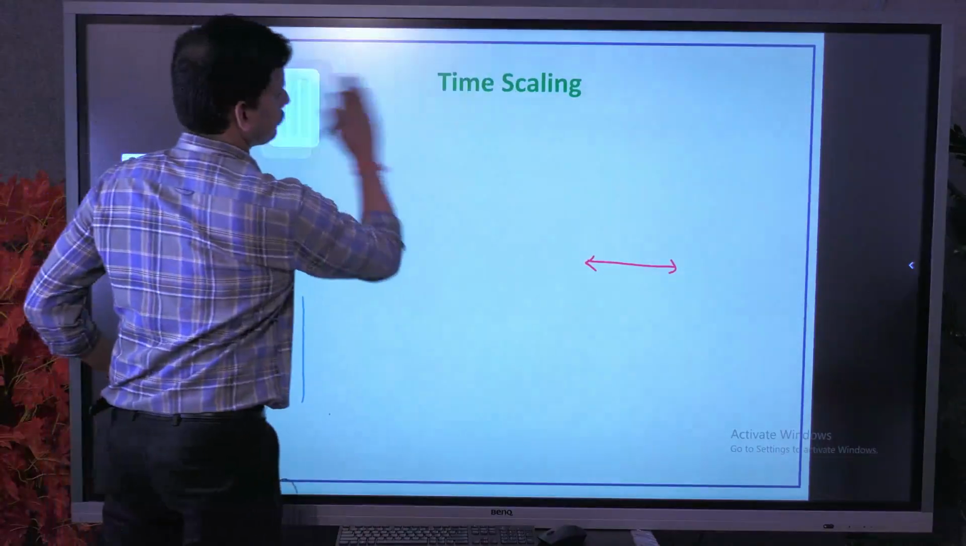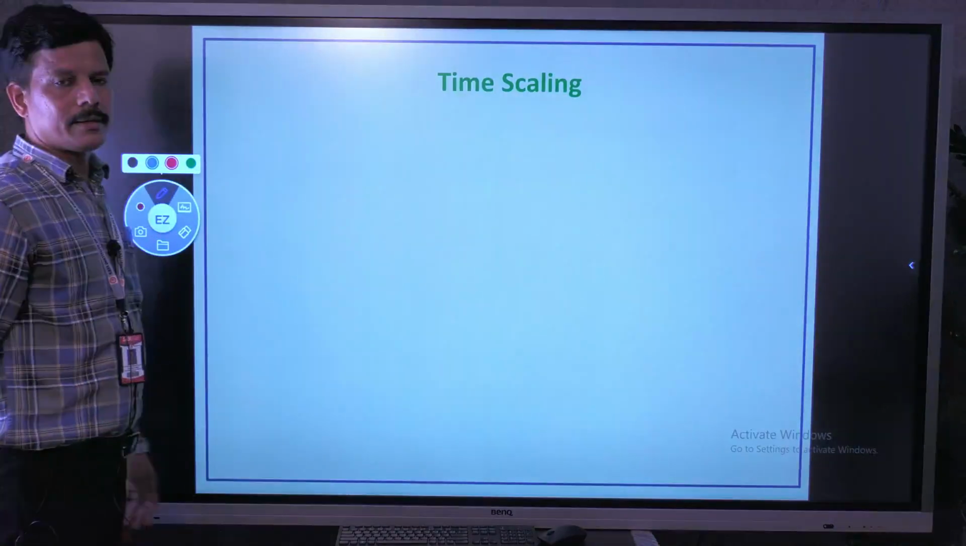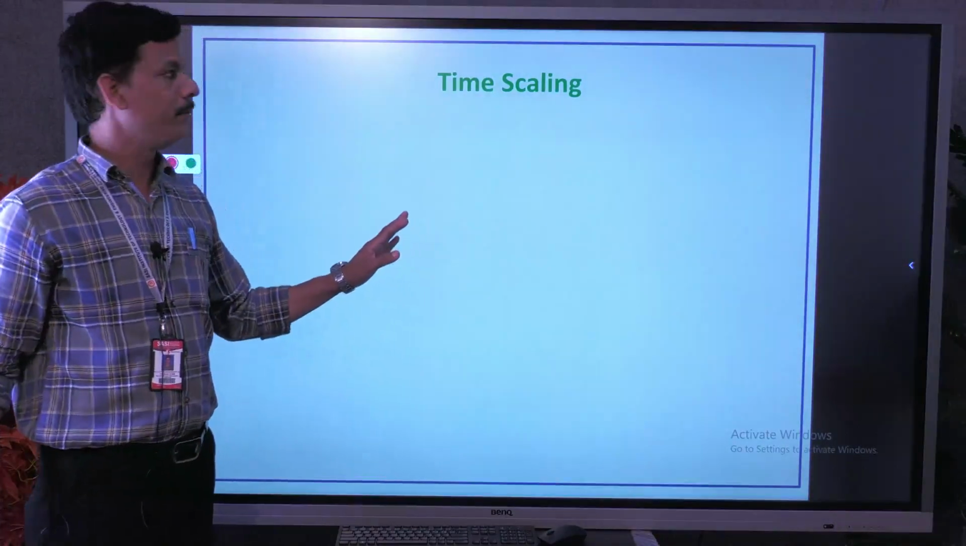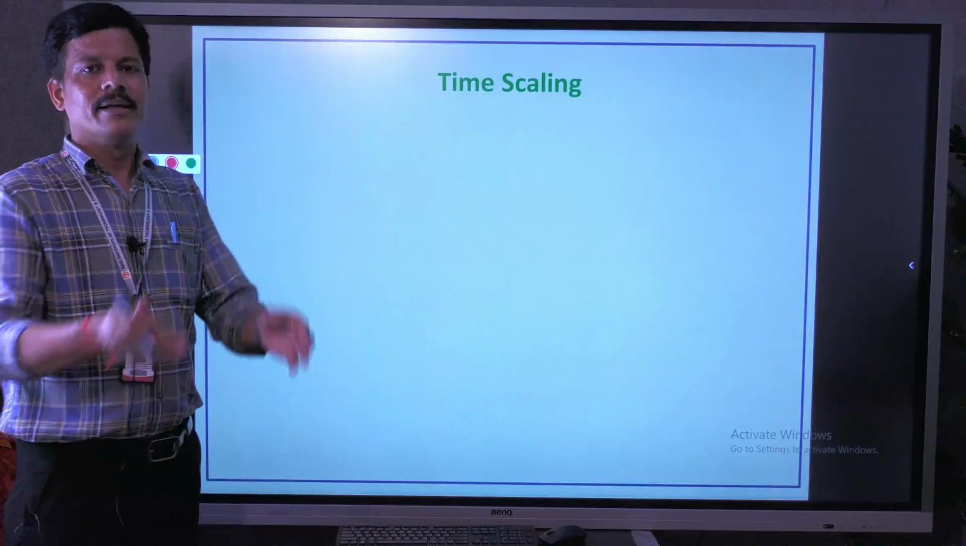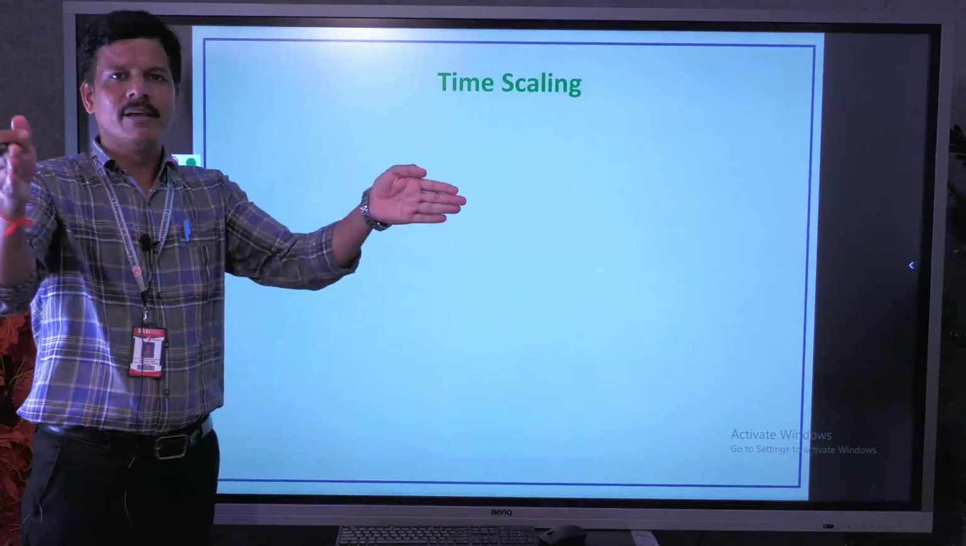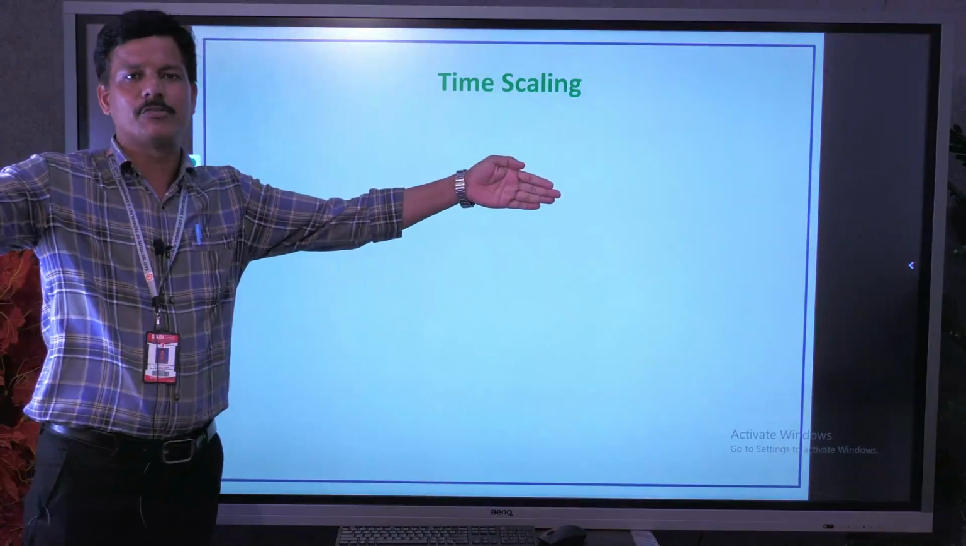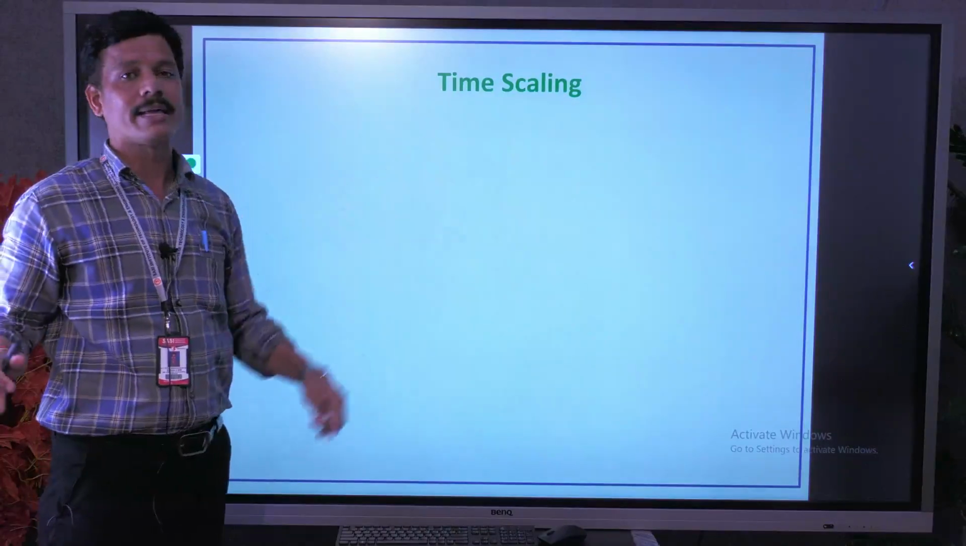Next. Third operation with respect to time is time scaling. Here, we are scaling the signal with respect to the time axis. Scaling means we can compress the signal with respect to time, or we can expand the signal with respect to time. That process is called time scaling.